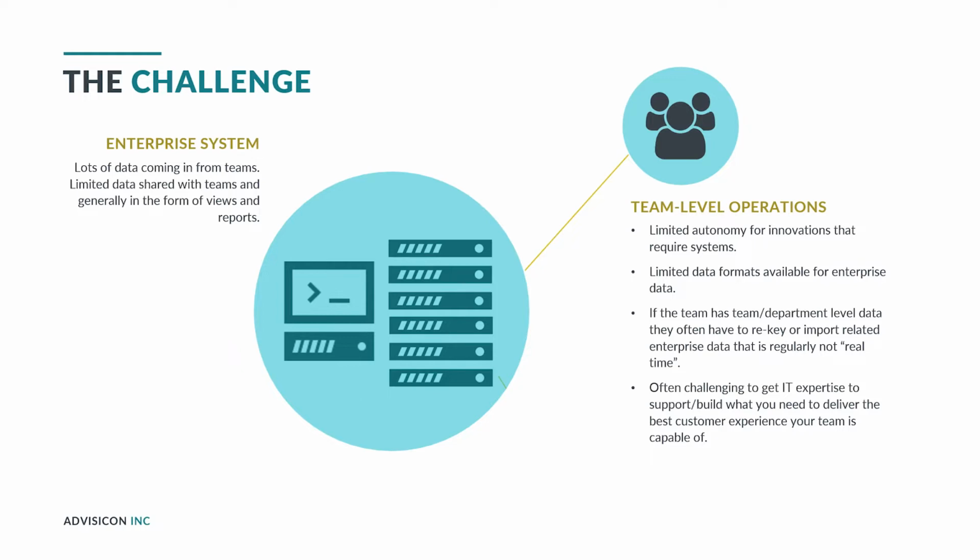At a team level, they had limited autonomy for creating systems or innovations that helped them deliver a better client experience. Because the data was so limited, they would often rekey data from their company's enterprise system or have to import it. And then, of course, it wouldn't really be in real time. And they were doing a lot of duplicating of efforts. It was often challenging to get IT expertise to support and build what they needed in order to deliver their best customer experience. And so, of course, it was a source of great frustration.